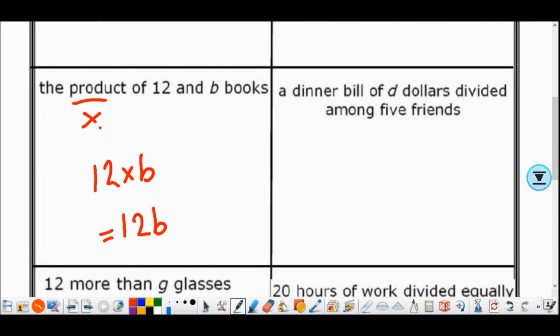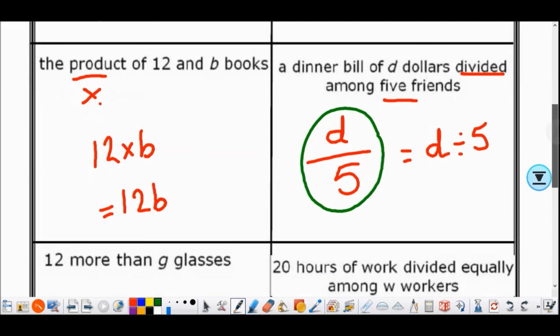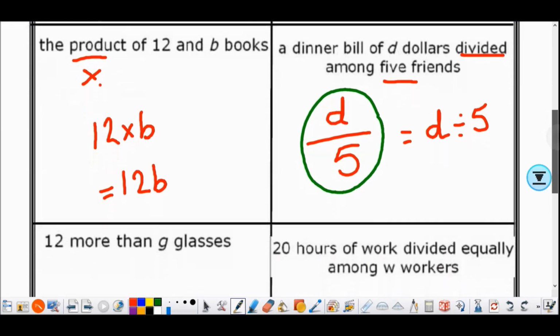Number 4, a dinner bill of D dollars divided among 5 friends. D divide 5. You could, if you wanted to, write it D divided by 5. It's exactly the same thing, but mathematically putting it as a fraction is a nicer way of writing it.